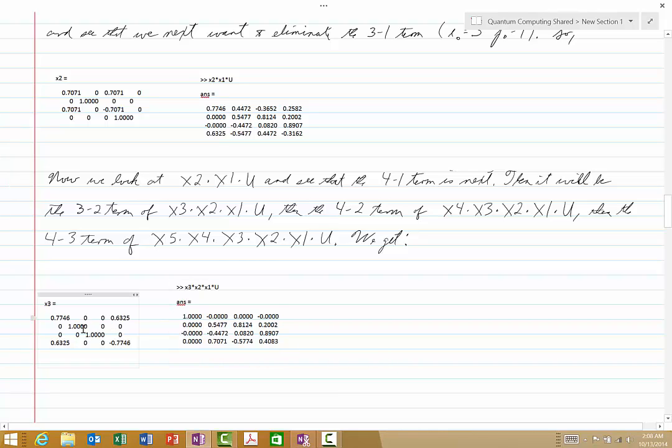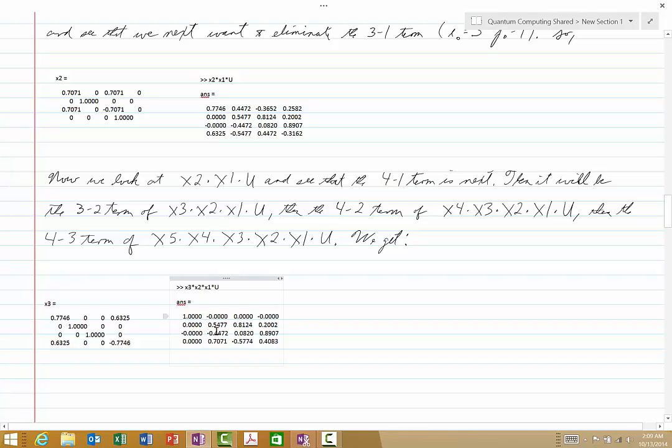So here would be x3, and when we multiply x3 times x2 times x1 times u, now you see that all three of the terms below the diagonal in the first column have gone to 0. And notice, like magic, it's really not an accident. The term in the diagonal has gone to 1. Why do I say it's not an accident? Well, remember that for a unitary matrix, each row and each column must have a magnitude of 1. And so if we've zeroed out everything else, then the remaining number must be 1.